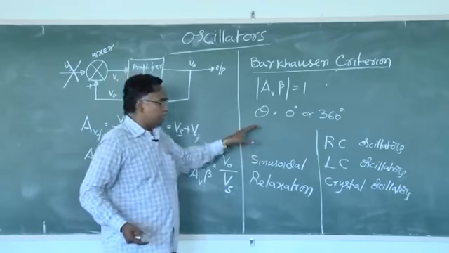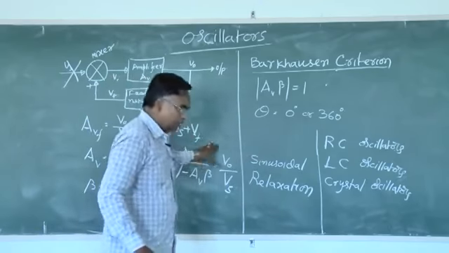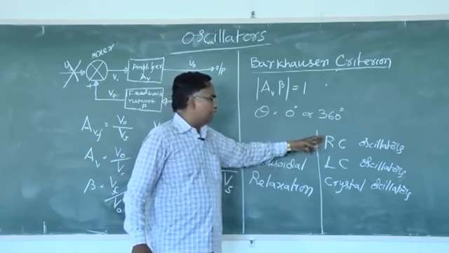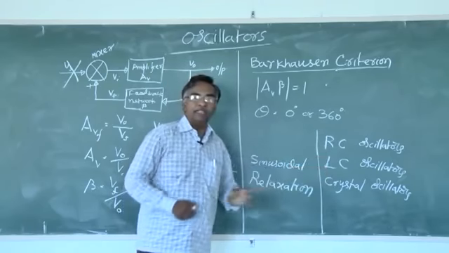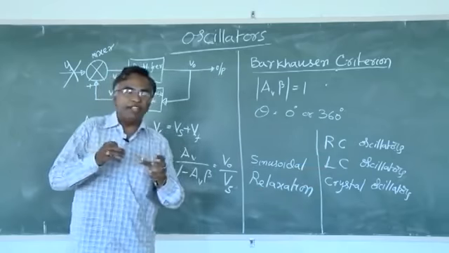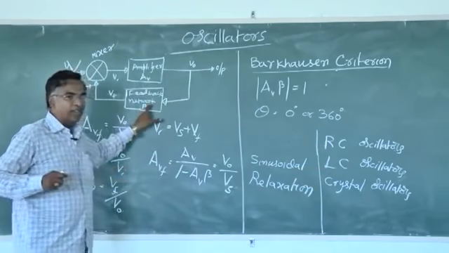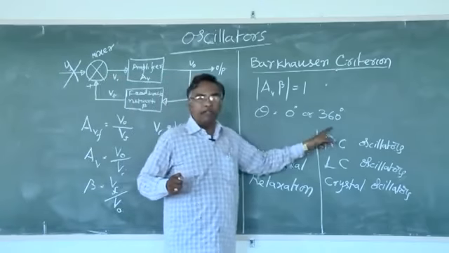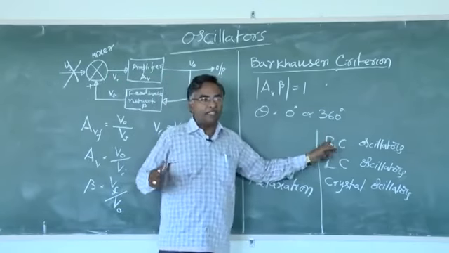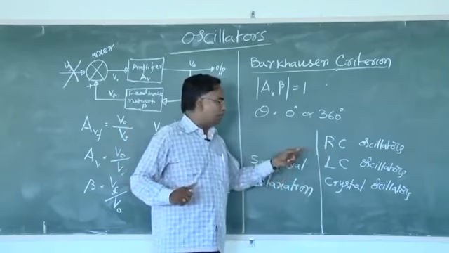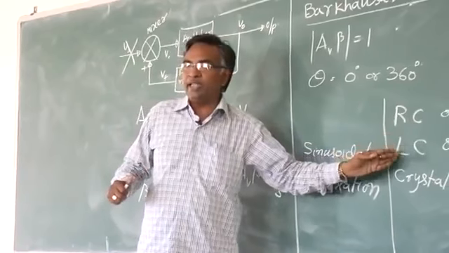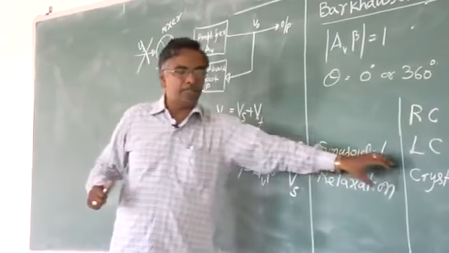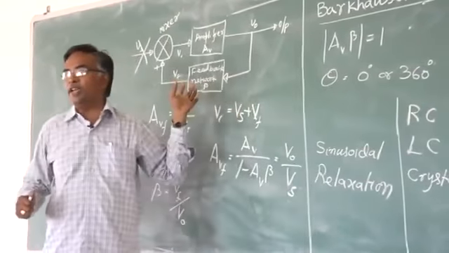Sinusoidal oscillators are of three types: number one is RC oscillators, LC oscillators and crystal oscillators. Depending upon the elements which are used within the feedback network, these oscillators are classified into three types. RC means resistor and capacitor used within the feedback network. LC oscillators means inductor and capacitors are used within the feedback network. Crystal oscillators means crystals are used within the feedback network.